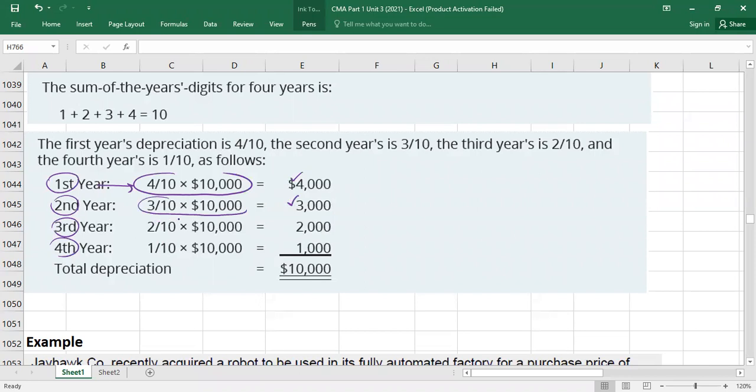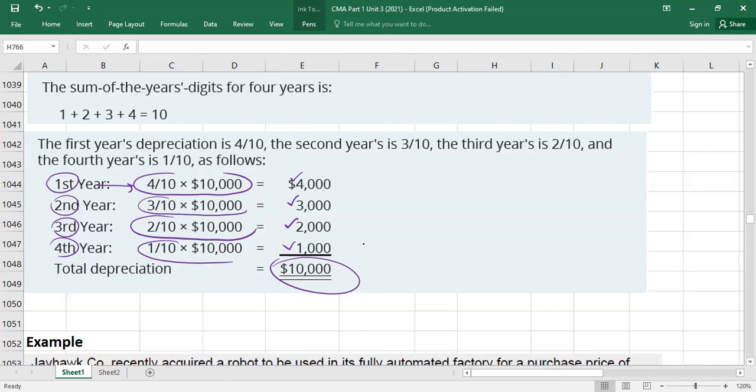In the third year, 2/10. Maybe I'm saying 12, it is 10. 2/10 times 10,000. This will give you the depreciation expense. In the fourth year, 1/10 times 10,000. This will give you depreciation for the last year. And see, your total depreciation should never exceed the depreciable base. Understood? Clear? Which method is this? It was the sum of years digit method.